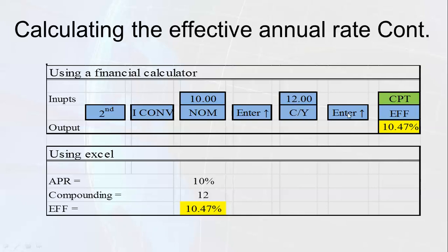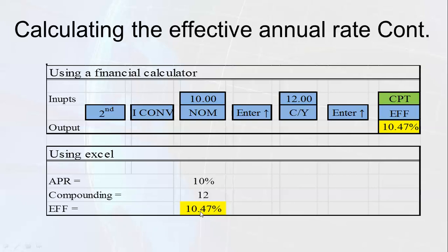And you enter, go up, and then you'll see EFF. And the screen will tell you CPT, compute. So press compute. Your calculator will show you 10.47. So basically, using the calculator you can get 10.47%. So this is the effective annual rate.